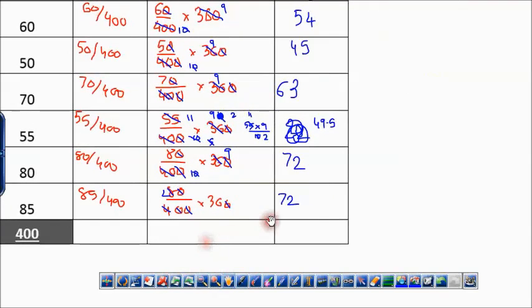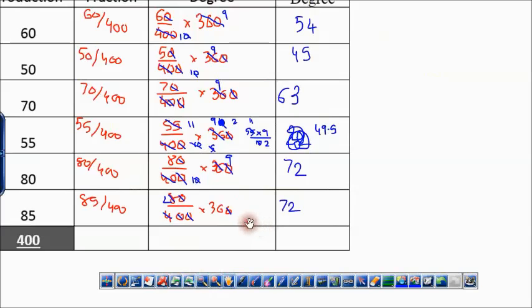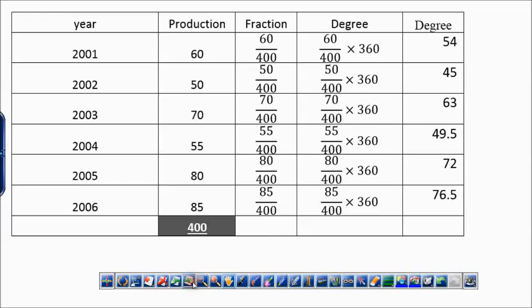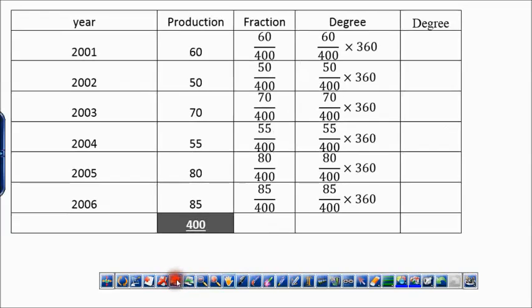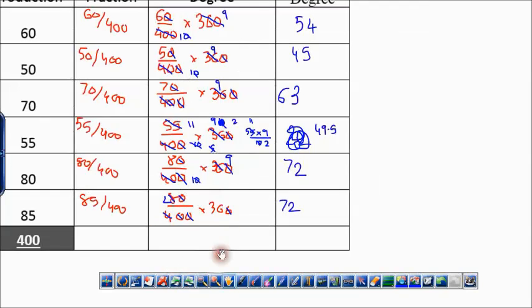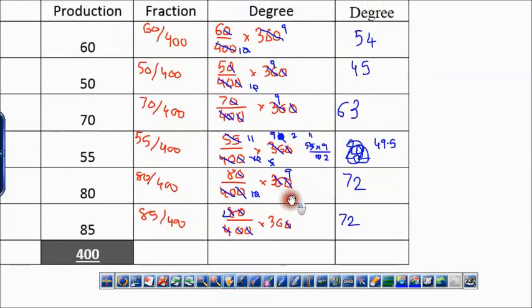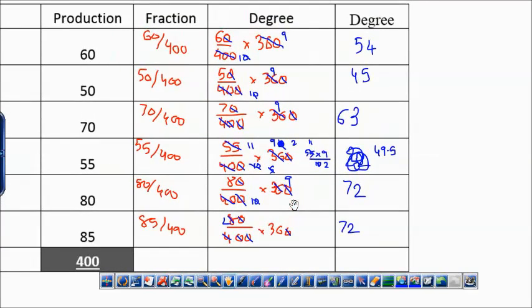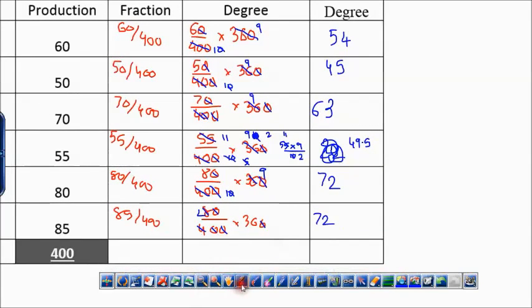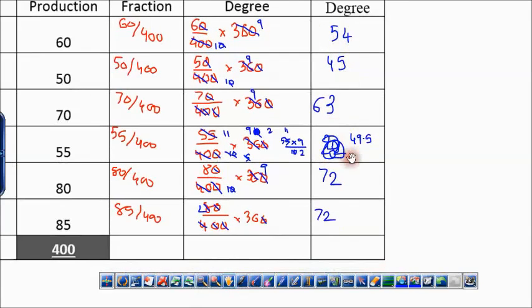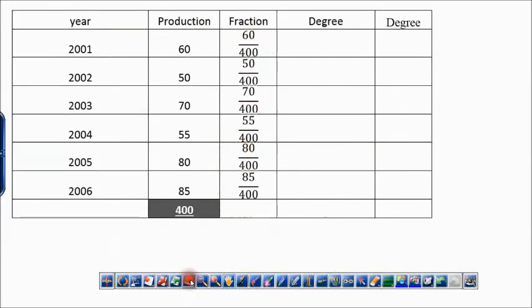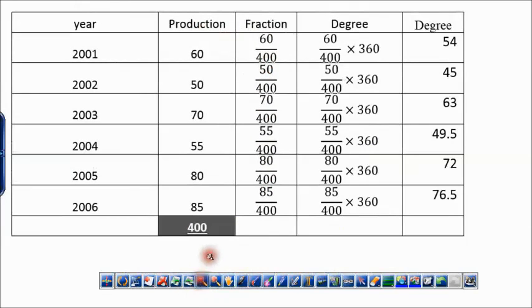54, 45, 63, 49.5, 72 and 72. No, last will be 76.5 because that is 85, I had taken 80 here. So there is a scope of lot of silly mistakes. Don't do those silly mistakes. And the only way to catch silly mistakes is to total after you calculate all the degrees. And if total doesn't come 360 then something is wrong. Anyways, this is the correct chart.